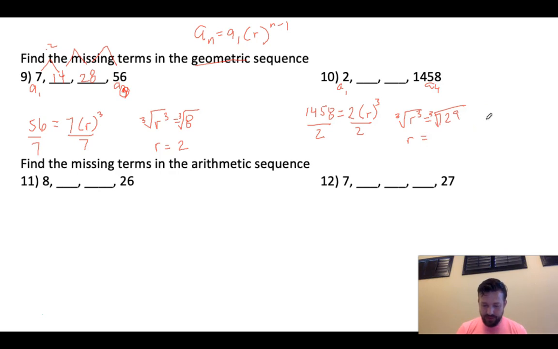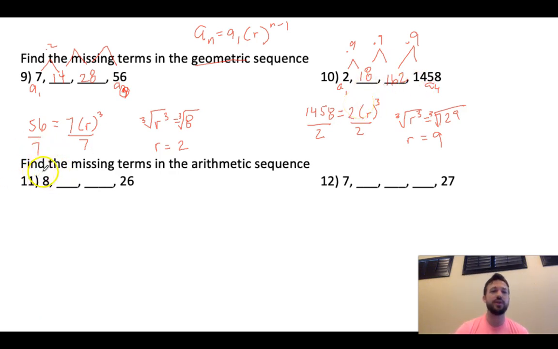Give me 1 second here. The cube root of 729 comes out to 9. So our ratio is 9. So if we want to fill these in, we just got to multiply by 9. So 2 times 9 is 18. 18 times 9 is a larger number, 162. And let's just make sure this is correct. So 162 times 9 should be that, and it is. So there's your other 2 terms there.